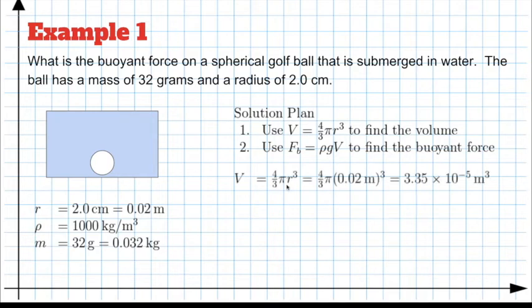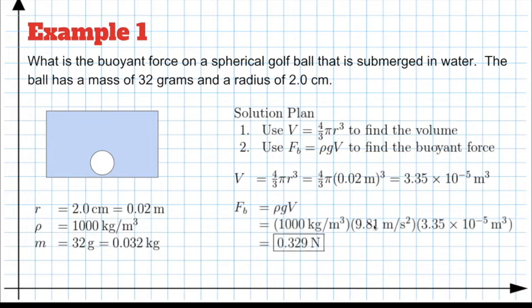So, step 1, find the volume, plug in our numbers, you get 3.35 times 10 to the negative fifth cubic meters. Once we know that, we can find the buoyant force. It's rho times g times v. Plug in your numbers, and you get 0.329 newtons. So that's not a huge force, but that's the buoyant force on a golf ball if it is submerged underwater.